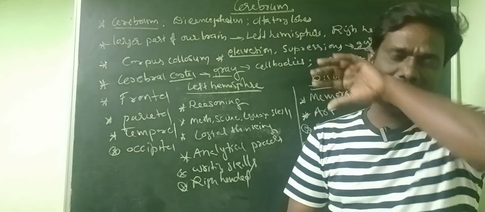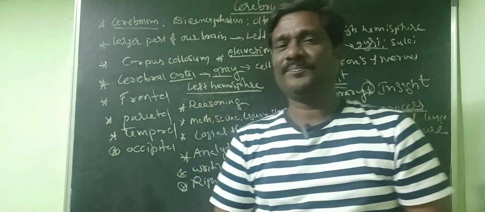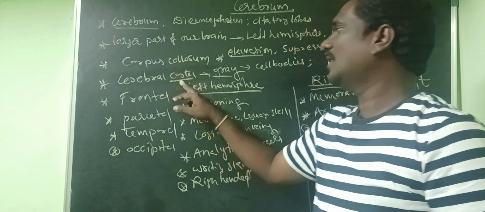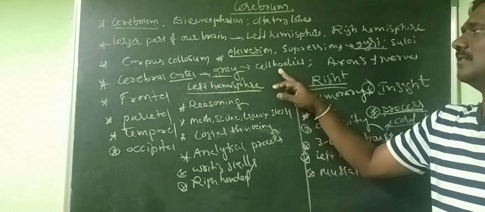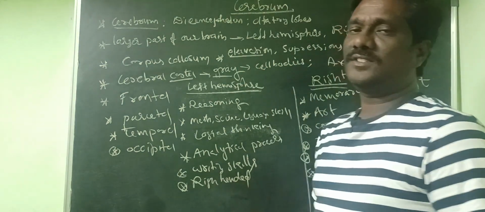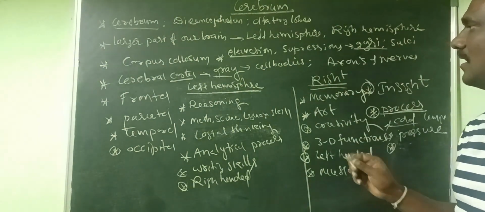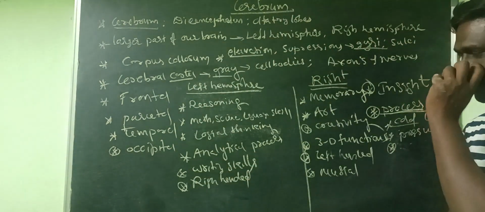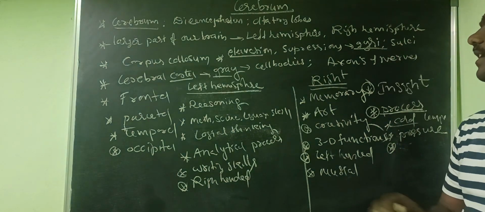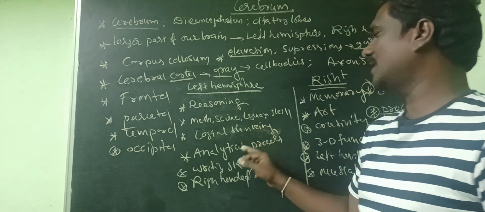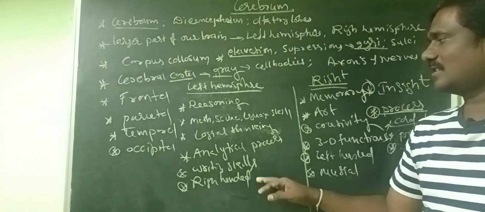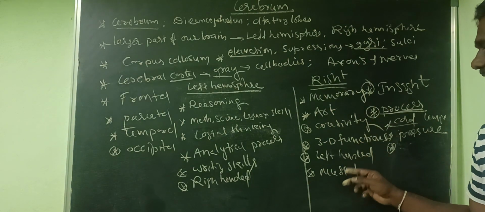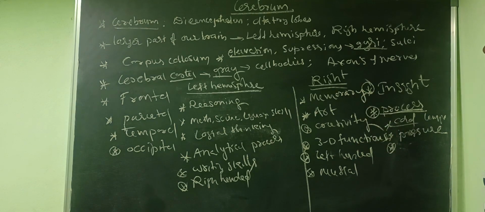To sum up, the cerebrum is the largest part of our brain. It occupies most of our skull. It is divided into two hemispheres, right and left, connected by the corpus callosum. The cerebral cortex is gray in color because it accumulates the nuclei of neurons. Functionally it divides into frontal, parietal, temporal, and occipital lobes. The left and right hemispheres differ in function. The left controls reasoning, math, science, language, analytical processes, and writing skills. The right controls memory, art, reasoning, insight, creativity, musical and 3D functions.